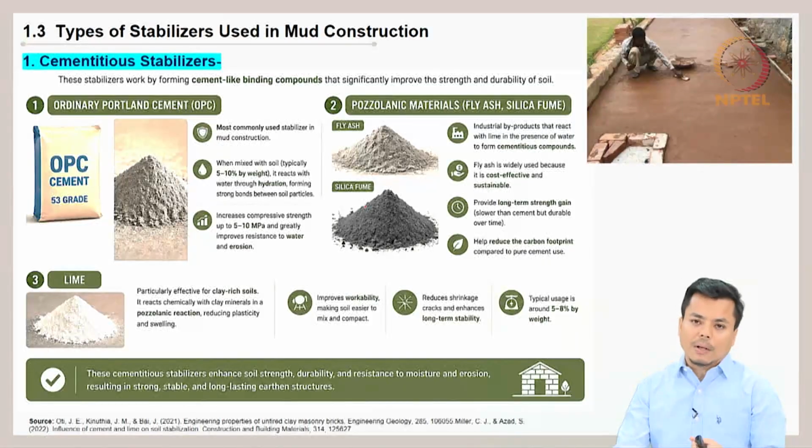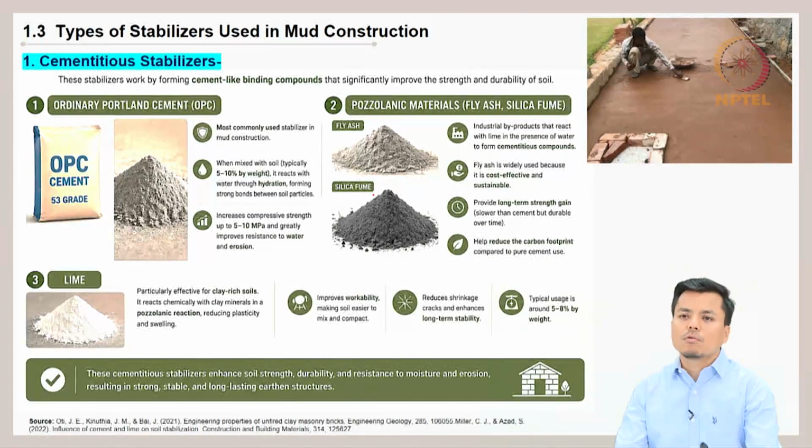The first example of a material used as a cementitious stabilizer is Ordinary Portland Cement, that is OPC. It is the most commonly used stabilizer in mud construction. When mixed with soil, typically 5 to 10% by weight, it reacts with water through hydration, forming strong bonds between the soil particles. So that is the advantage of using OPC as a material. It increases compressive strength up to 5 to 10 MPa and greatly improves resistance to water and erosion. So using this has added advantages with earth based construction.